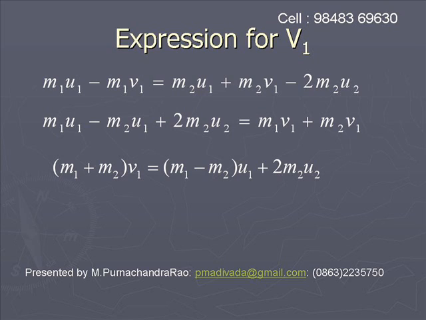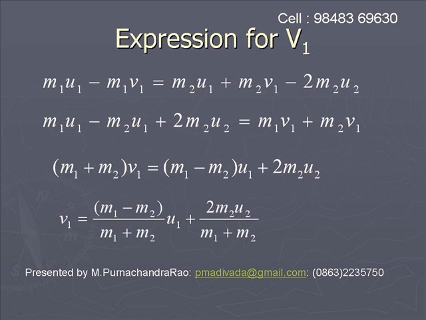On the right side, m1 v1 plus m2 v1 is equal to (m1 plus m2) into v1. The left side quantities which are transferred are (m1 minus m2) into u1 plus 2 m2 u2. Therefore, v1 is equal to (m1 minus m2) by (m1 plus m2) into u1 plus 2 m2 u2 by (m1 plus m2).